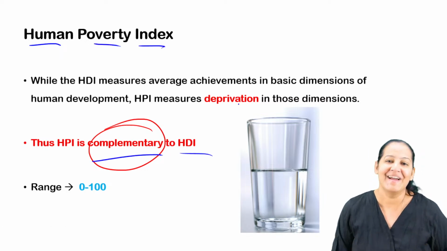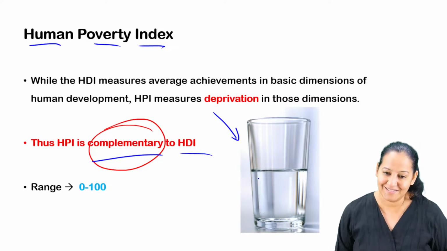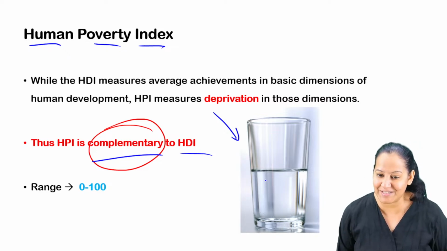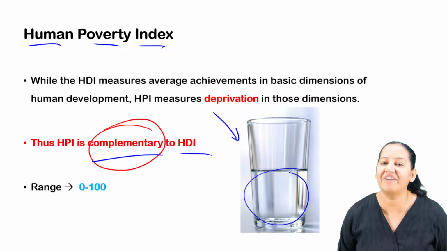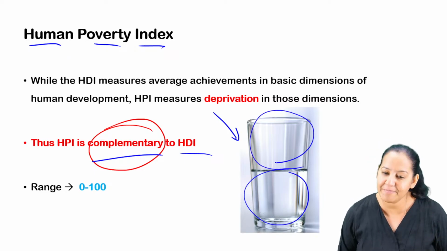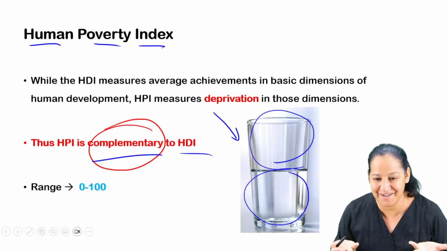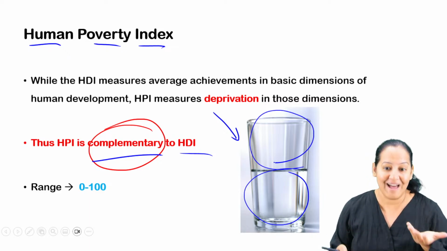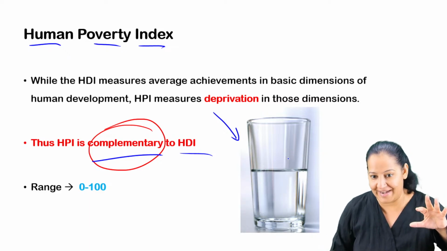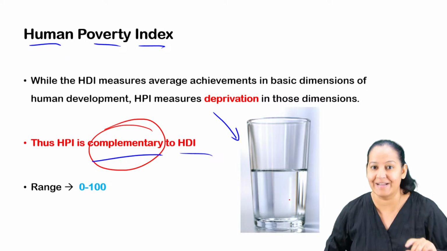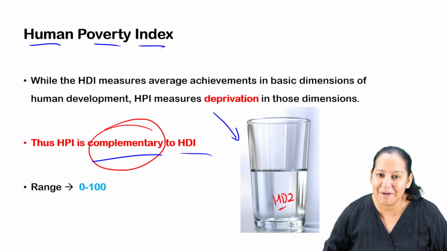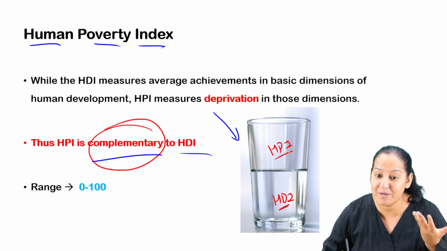What do you mean by that? Can you see this image? Can you write down in the comment box what you can see in this image? Now, some students say, ma'am, the glass is half filled. Some will say, ma'am, the glass is half empty. Both of you are correct. Ideally, both of you are correct. It's the way we look at it. Both the things are correct. So this is HDI. HDI is development, how much we have. And this is HPI. HPI is deprivation, how much we don't have.